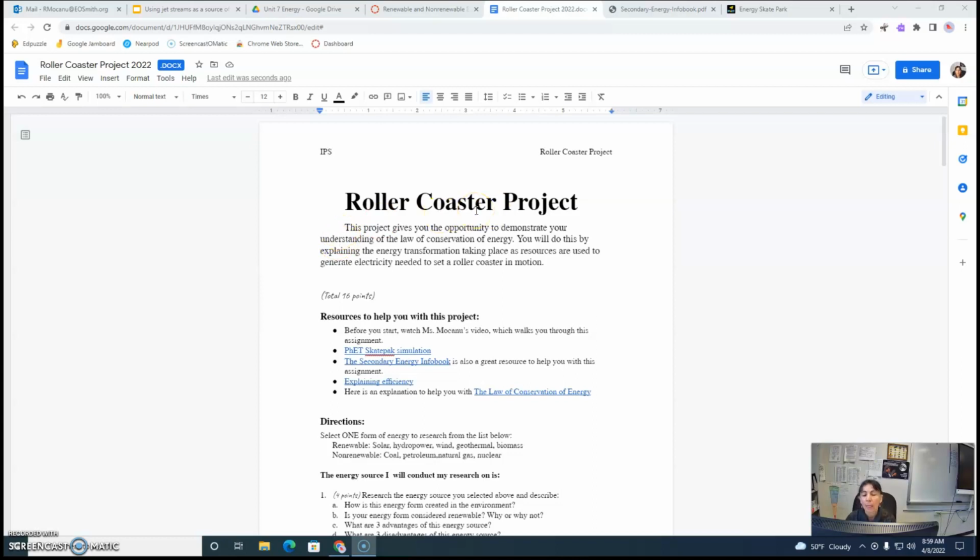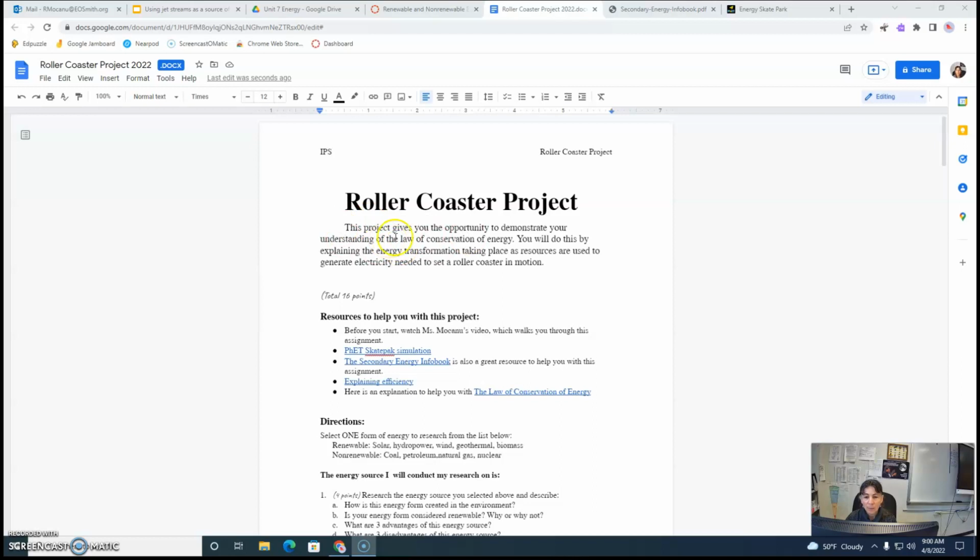Today I want to talk to you about your roller coaster project. I want to go through it step by step and let you know how it's laid out and what the expectations are, okay? As you can see right here on the screen, this will be your handout or your assignment that you're going to work out of.